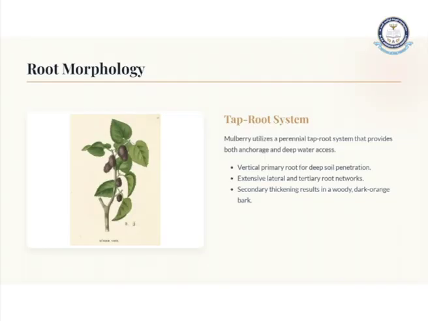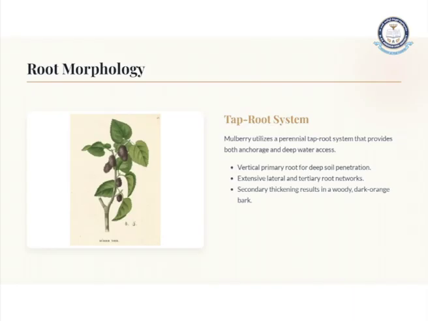Here, if we see, it has a taproot system of modification. It gives anchorage, and it also helps with deep water access. It has a vertical primary root for deep soil penetration, and it is extensively lateral, and also it has a tertiary root network.